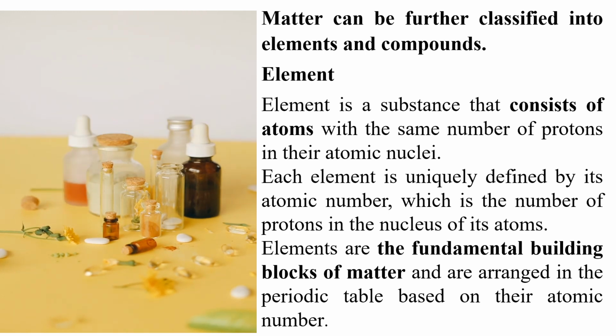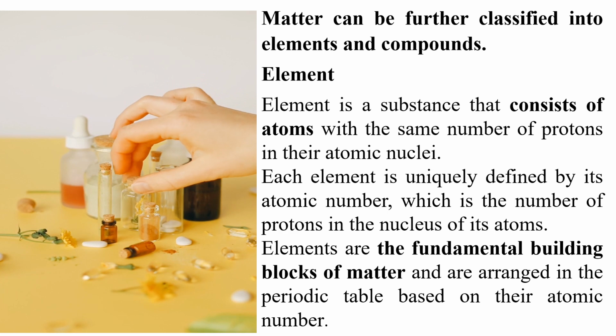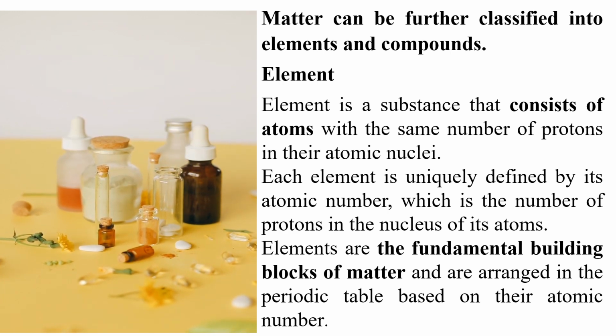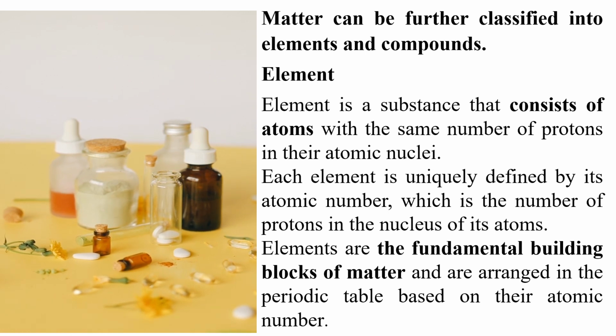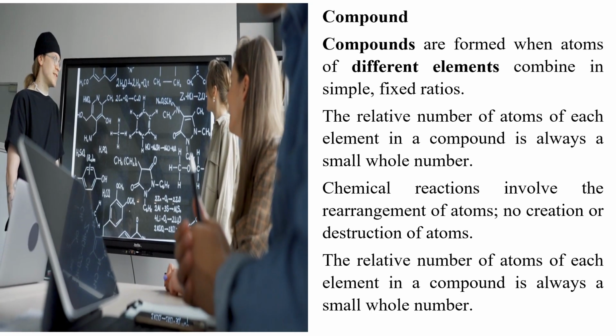Definition of element. An element is a substance that consists of atoms with the same number of protons in their atomic nuclei. Each element is uniquely defined by its atomic number, which is the number of protons in the nucleus of its atoms. Elements are the fundamental building blocks of matter and are arranged in the periodic table based on their atomic number.